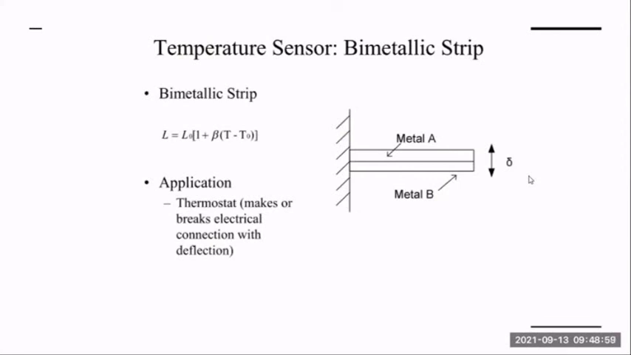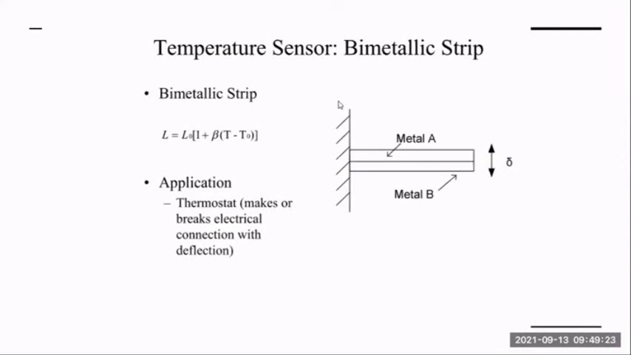Next, we have the bimetallic strip. This is usually used in temperature switches, wherein the system will turn on or turn off depending on the current temperature. We will discuss the formulas in the later topics anyway. So the application is a thermostat, turning on and turning off.